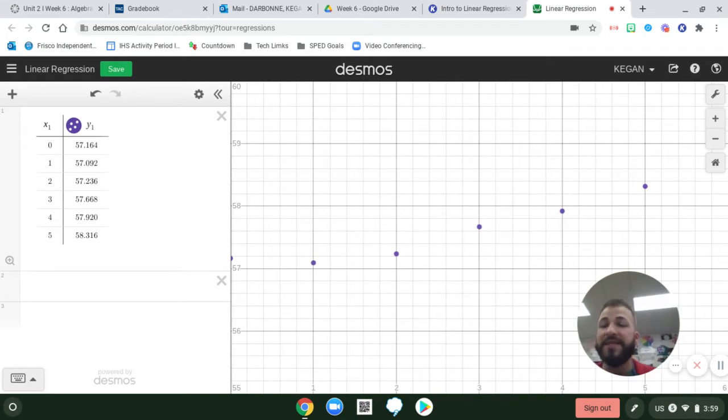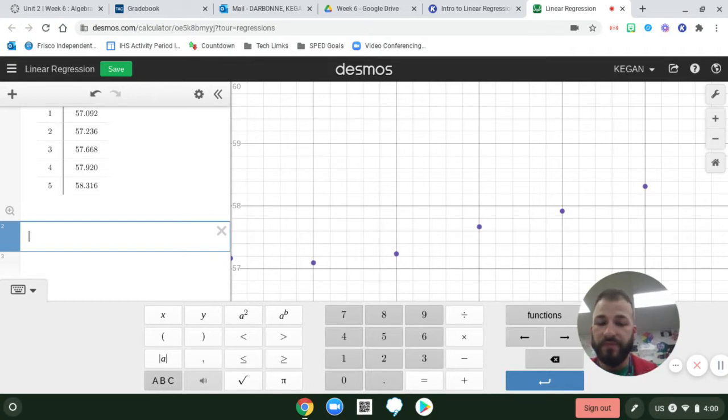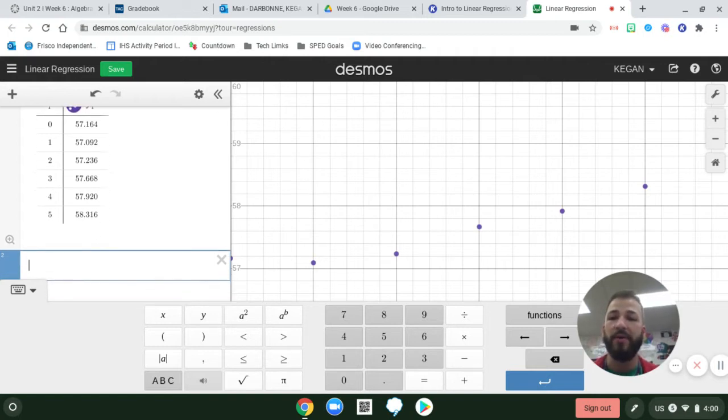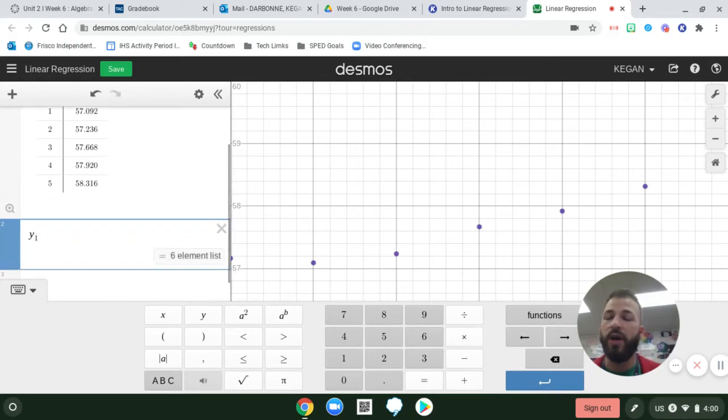The second step that we need to do is add a regression equation. To add a regression equation, you can go in here and we want to type our equation. If you notice up above, we have x1 and y1. So instead of just x and y, I'm going to use x1 and y1 when typing my equation. To get y1, you type y and then the number 1, and it will automatically change it to that subscript 1.